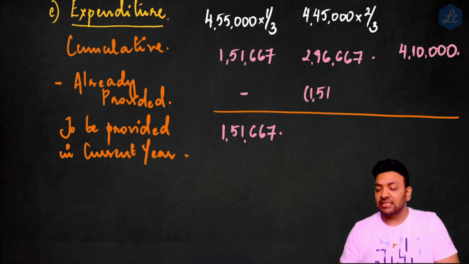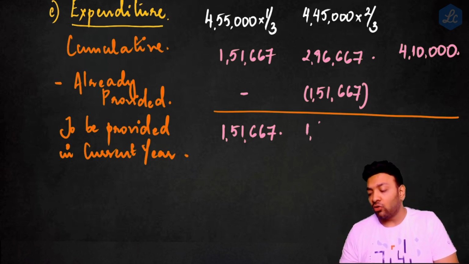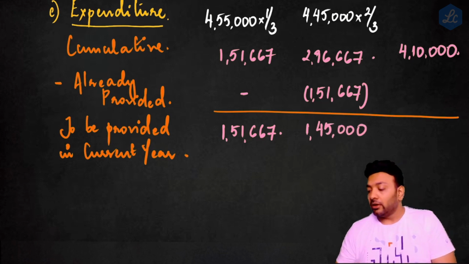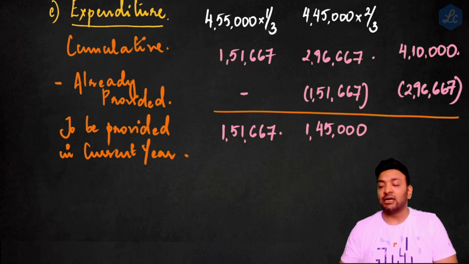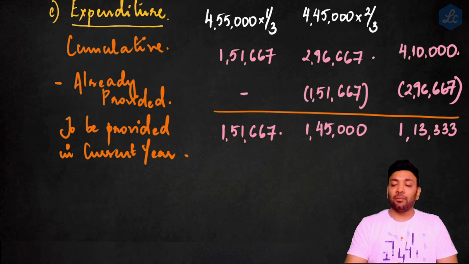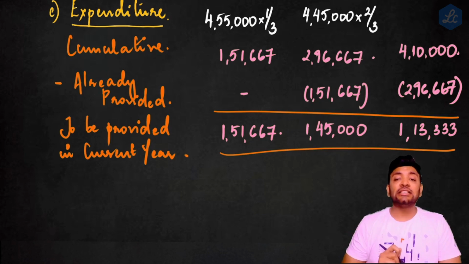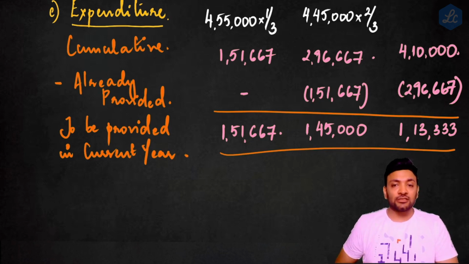If 1,51,667 was already provided in the previous year and the total provision should be 2,96,667, then in the current year only 1,45,000 of provision should be created. If 2,96,667 were created in the first 2 years, the last year, the amount eligible to be created is only 1,13,333. And that will bring us to the end of expenditures to be created or to be provided each year for these kind of employee options.